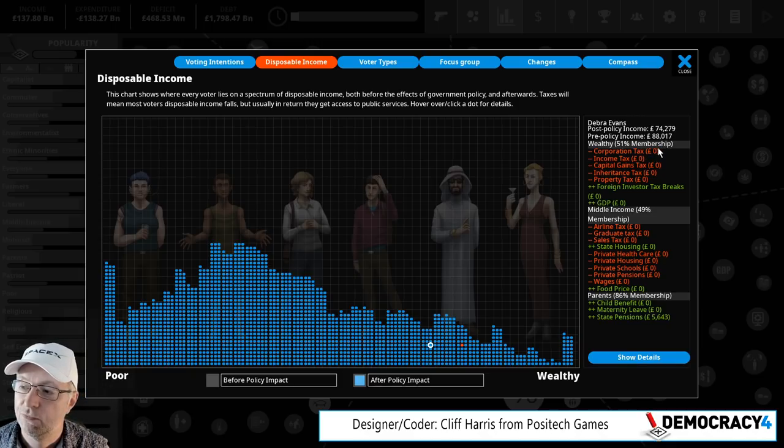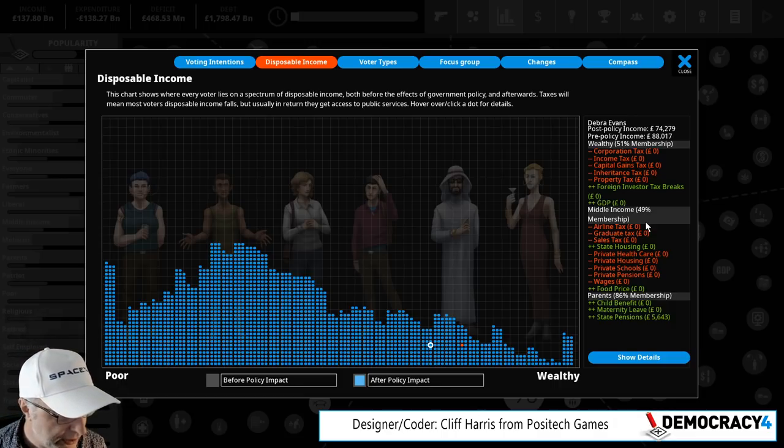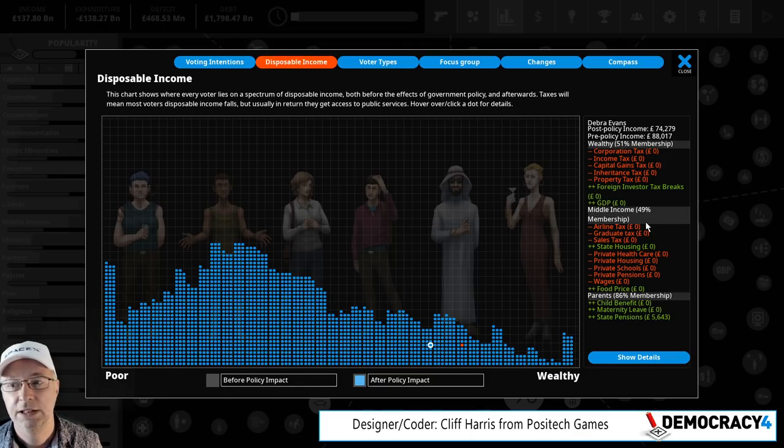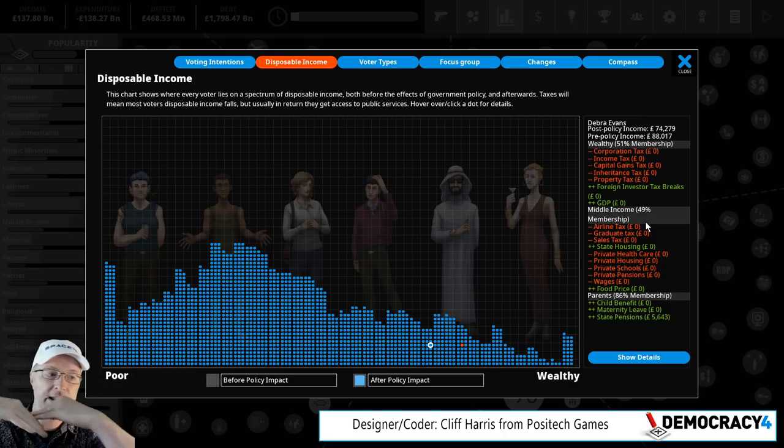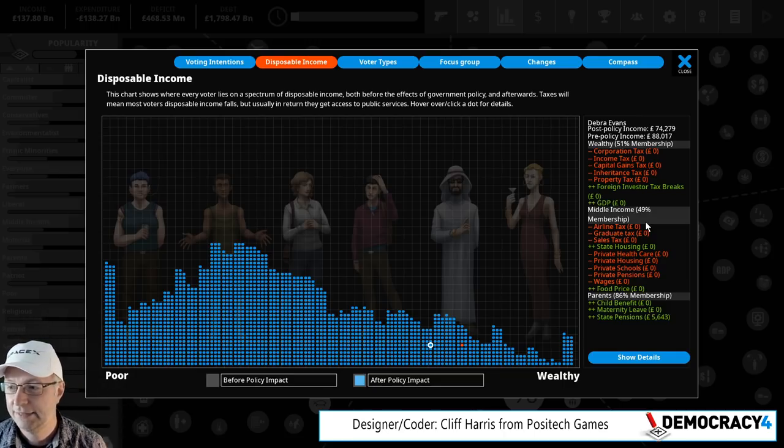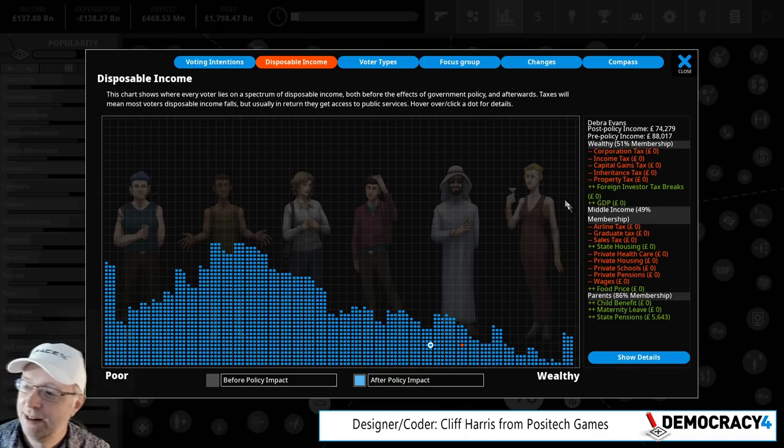So all of these things will affect them to different amounts. For example, if you have a tax that only affects people who are middle income, or some policy that only affects people on middle income, quite a few wealthy people will be affected too, but only a bit, because they're kind of in that overlap area. It's really hard to explain without drawing loads of charts, which I kind of have. But anyway, it's much more granular now.